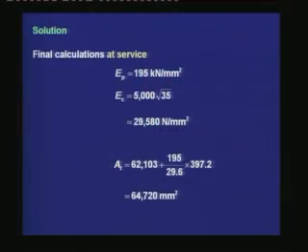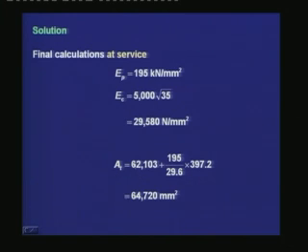Next, we are doing the final calculations at service. EP is equal to 195 kilonewton per millimeter square, EC is equal to 5000 root over the characteristic strength, which is 35, which comes out to be 29,580 Newton per millimeter square. Thus, we can calculate the transformed area.